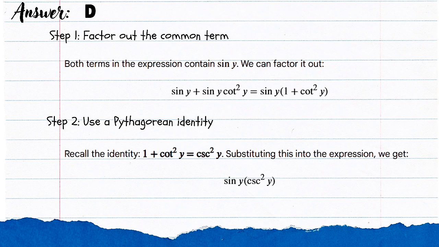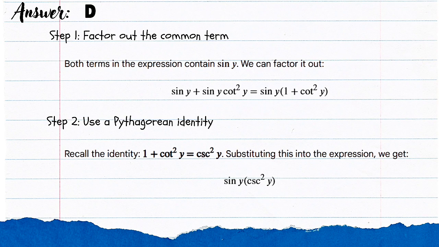Step 1. Factor out the common term. Both terms in the expression contain sine y, so we can factor it out. From sine y plus sine y cotangent squared y, it equals sine y times the quantity of 1 plus cotangent squared y.